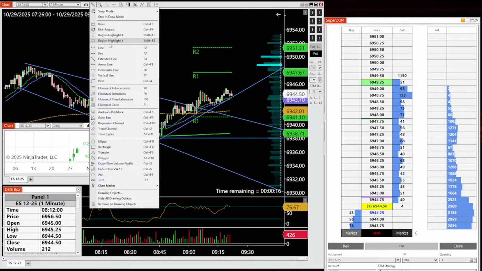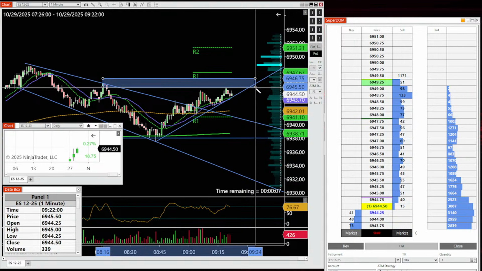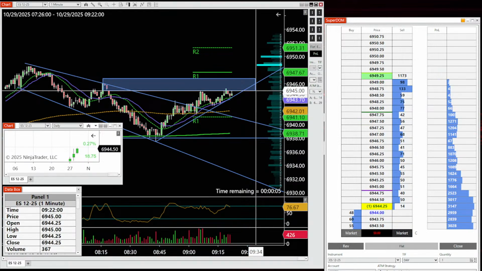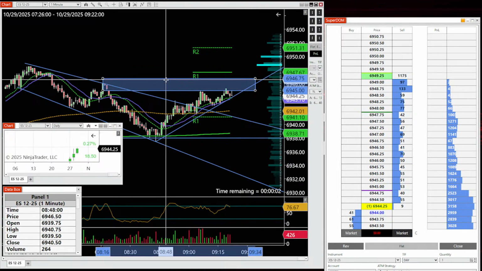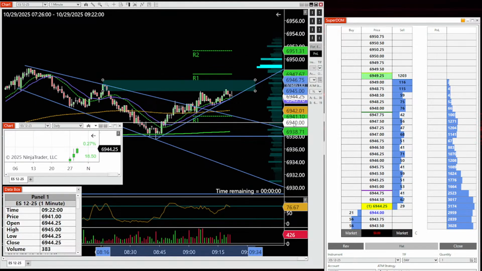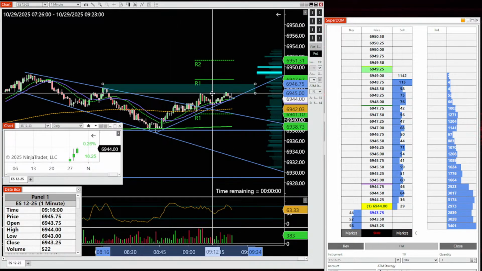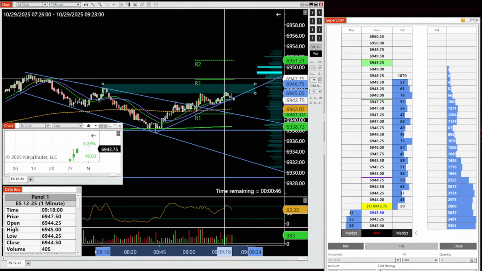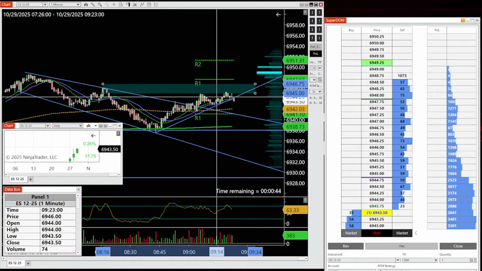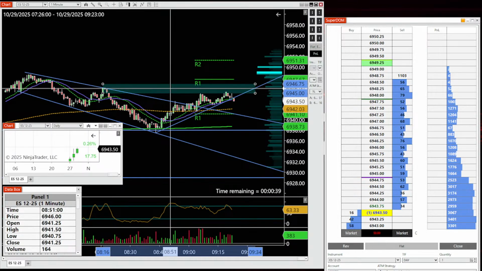So we have this area up here. I'll do something like this. So I want to get above this area, this R1, and a little higher. We definitely want to get a little higher, definitely higher than this.